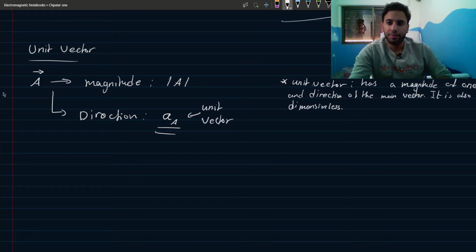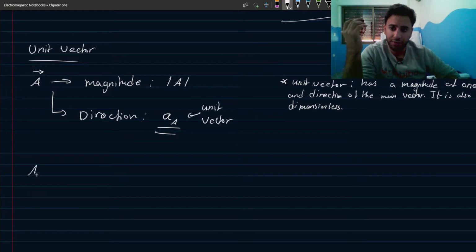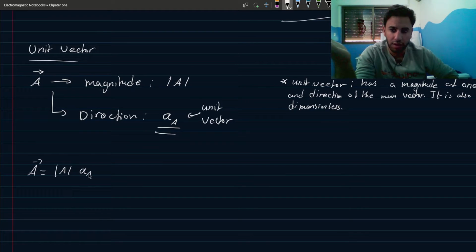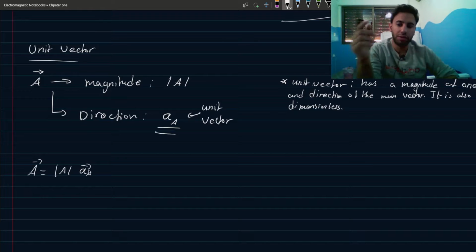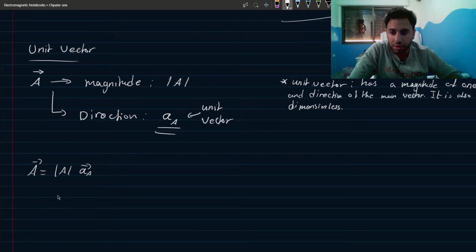And we know that the main vector is equal to the magnitude and the direction, so we just multiply them together. A small a. Notice that there's a tiny arrow above the unit vector because it is a vector. Thus, we can say the unit vector of a is equal to the vector divided by the magnitude of it.